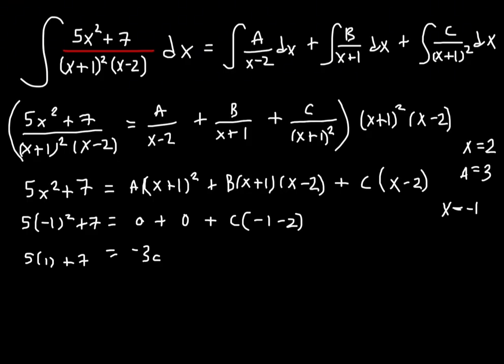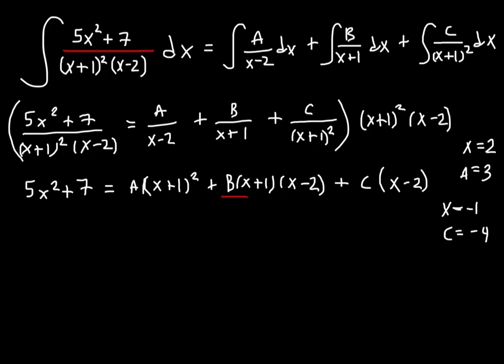And then 5 times 1 is just 5 plus 7 is 12, so 12 is equal to negative 3c, and divide by negative 3 on both sides, which gives c equals negative 4. So when x is negative 1, c is equal to negative 4.